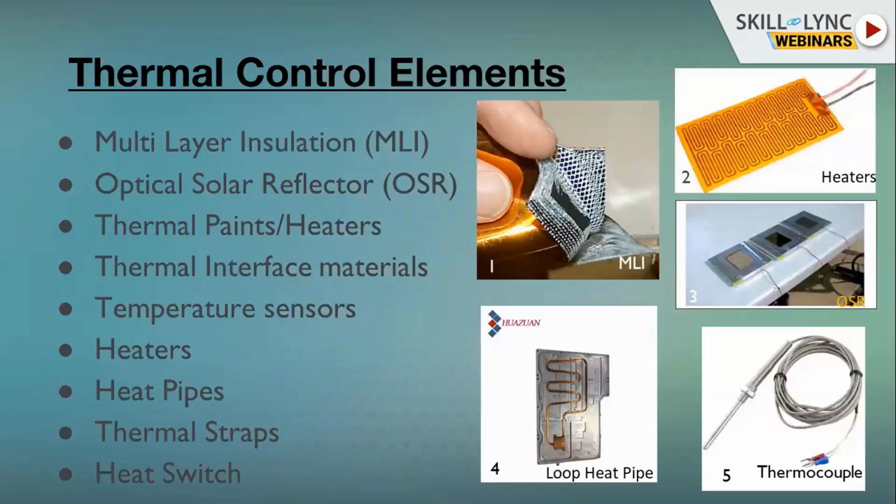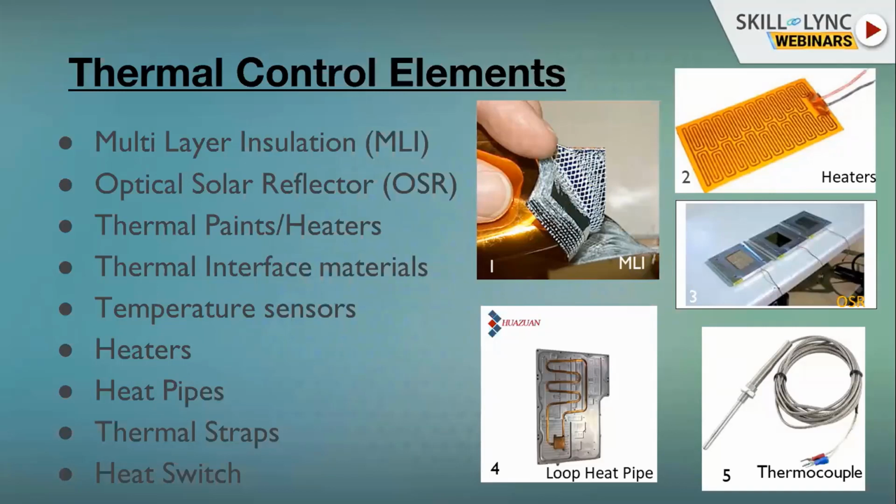Now we'll see what thermal control elements are used for the spacecraft thermal design. First of all is the multi-layer insulation. I think a lot of you must have seen it on the internet or on TV. You have seen that there's a gold film in which a spacecraft is wrapped. We always wonder what this gold is. Is it really a gold film?